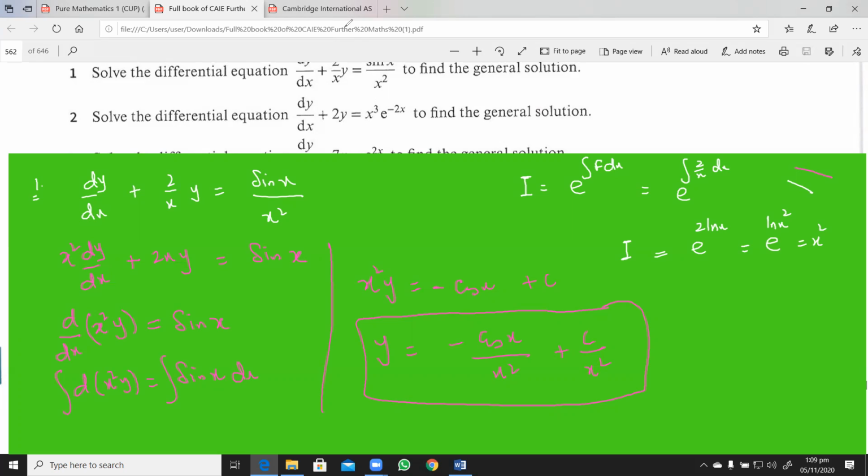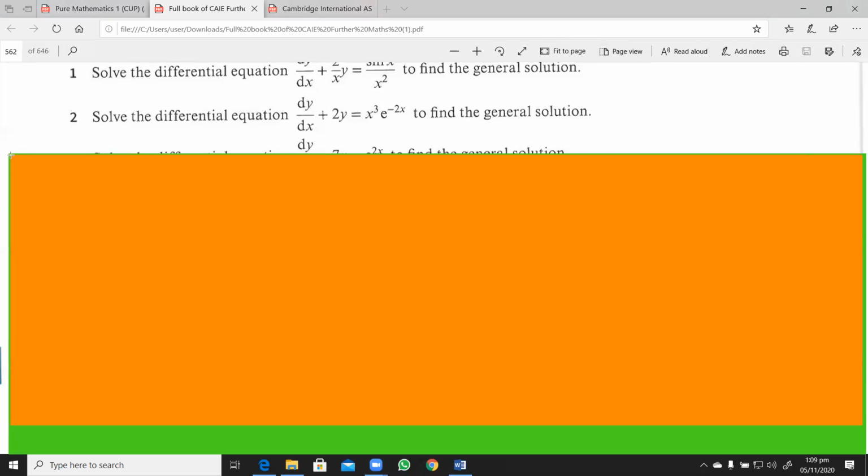Can you try the second question? I'll just make some space for this. This time I'll have the orange color here. You try this and then we come back.